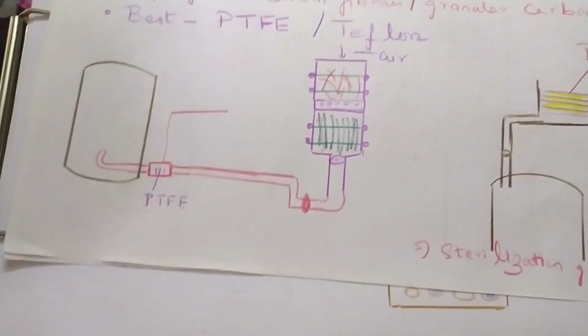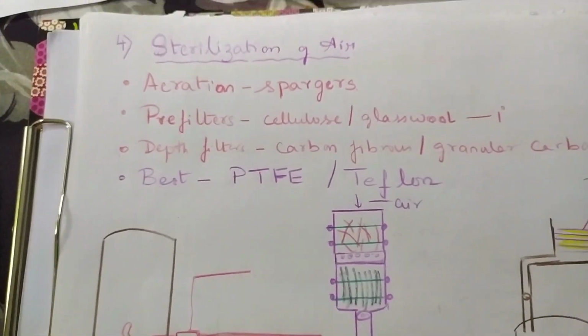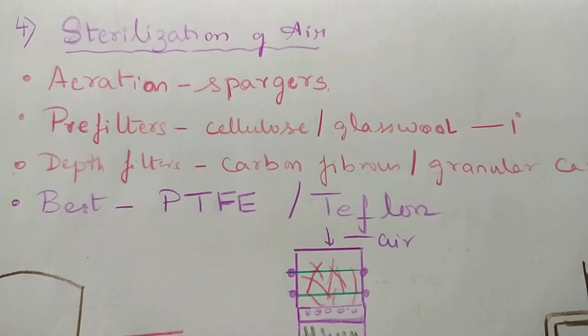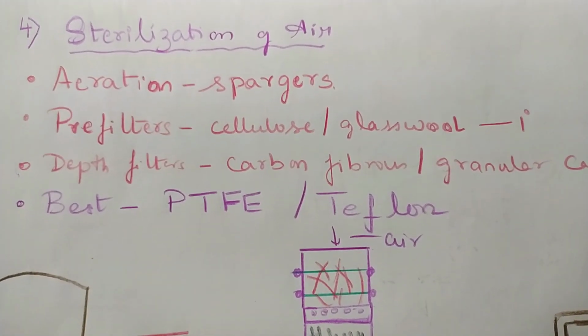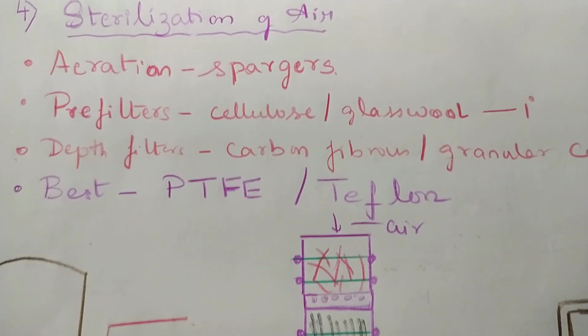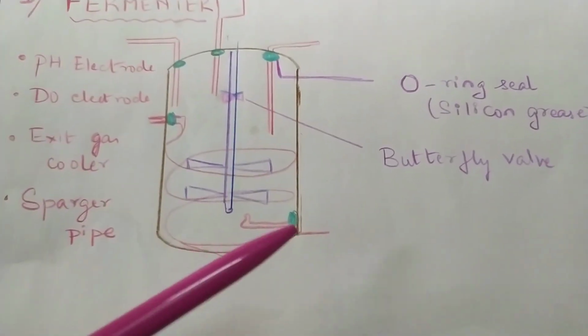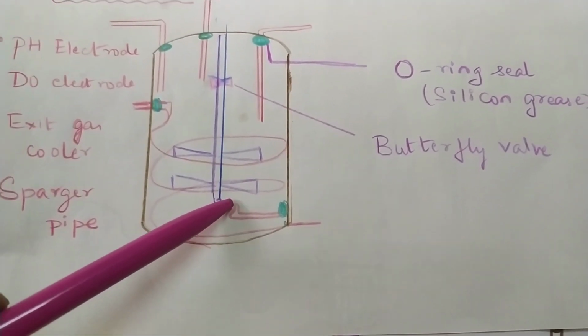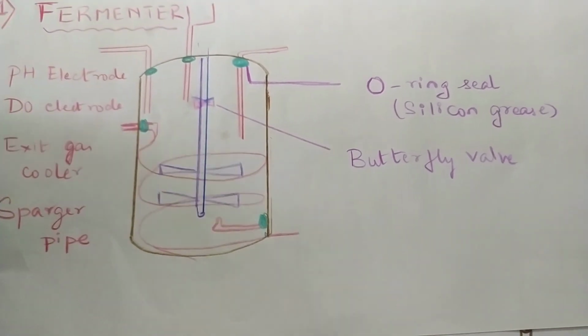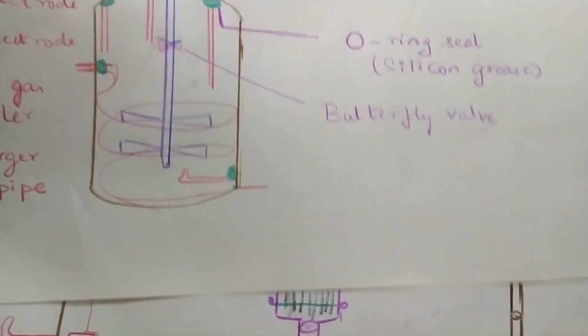Okay, the other thing we have to understand is sterilization of the air. So in the industry, air has to be sterilized. Otherwise, what happens? Where do we have importance for this? Please get back here. You can see that the fermentation industry will have spargers. Okay, spargers will give aeration, right? Aeration to the fermenter. I'll discuss aeration in the future.